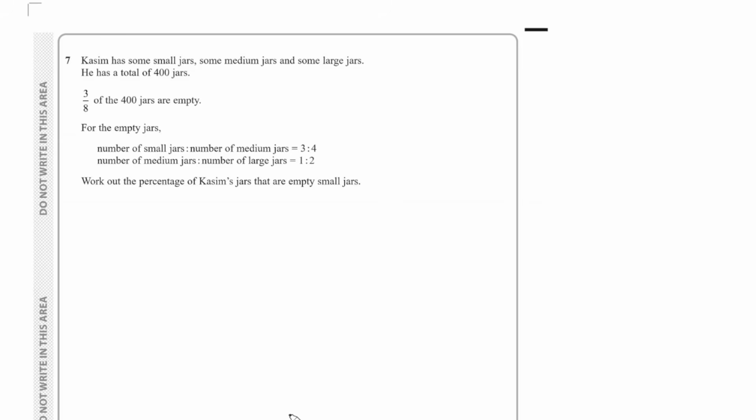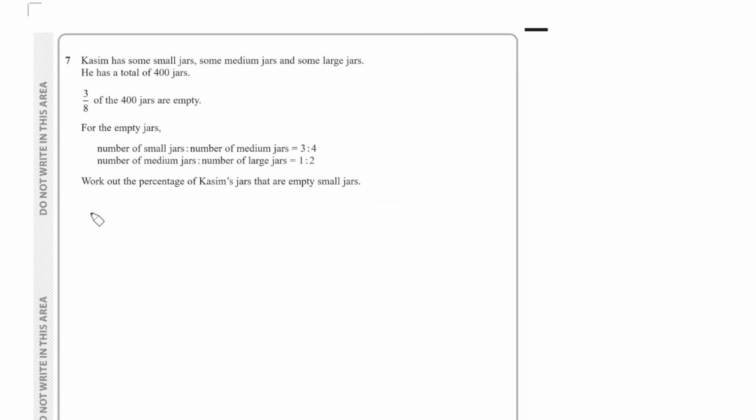Question 7. Kasim has some small jars, some medium jars, and some large jars. He has a total of 400 jars. 3/8 of the 400 jars are empty. For the empty jars, the number of small jars to the number of medium jars is 3 to 4. The number of medium jars to the number of large jars is 1 to 2. Work out the percentage of Kasim's jars that are empty small jars.